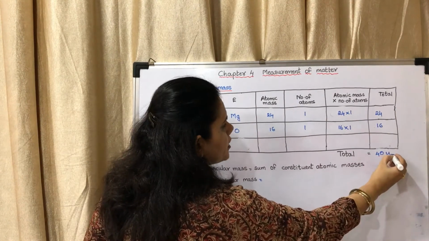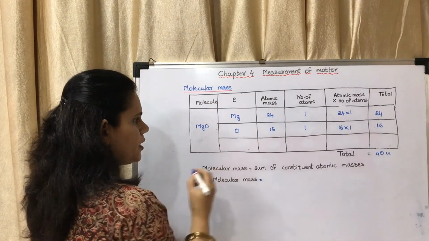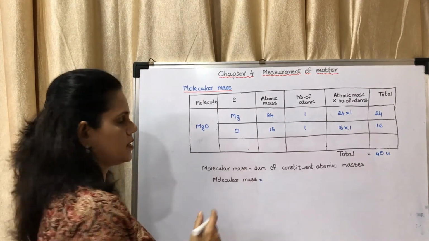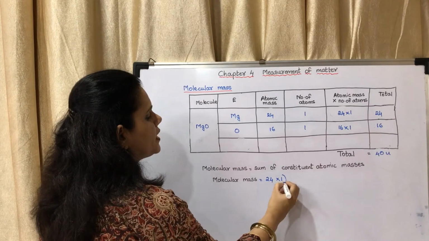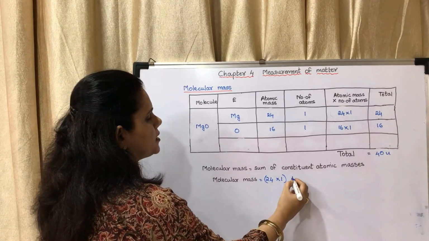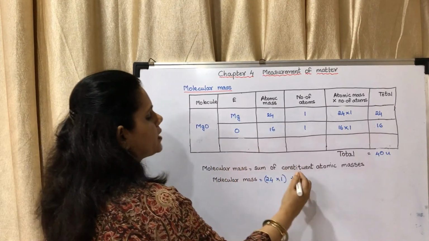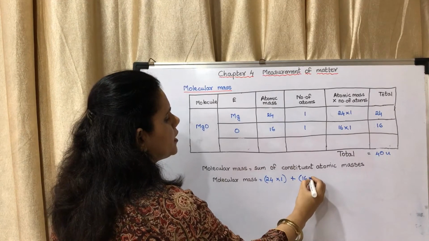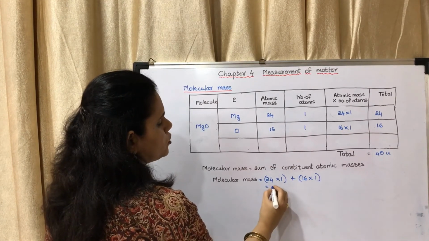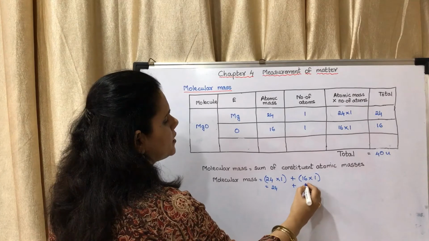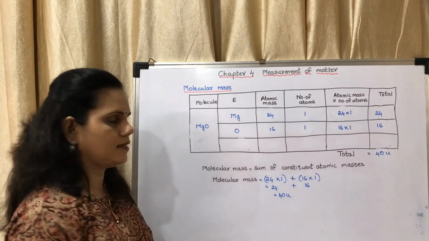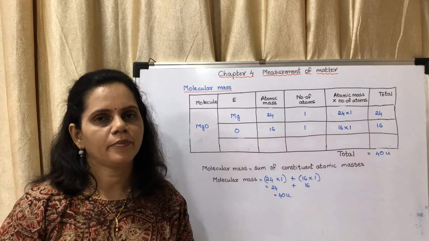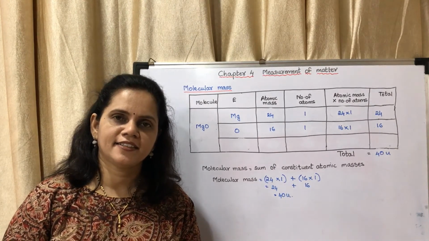Okay, 40 Dalton. Now here, magnesium and oxygen. The atomic mass of magnesium is 24. Number of atoms is 1 plus atomic mass of oxygen is 16. Number of atoms is 1. So 24 plus 16, that is you will get it as 40 Dalton. This is the molecular mass of magnesium oxide.